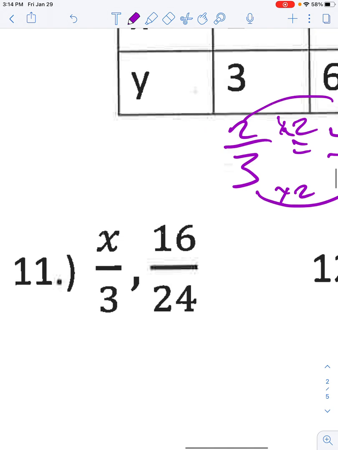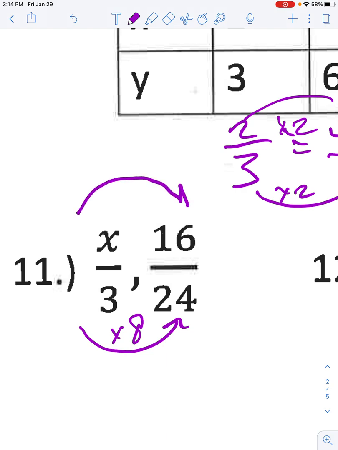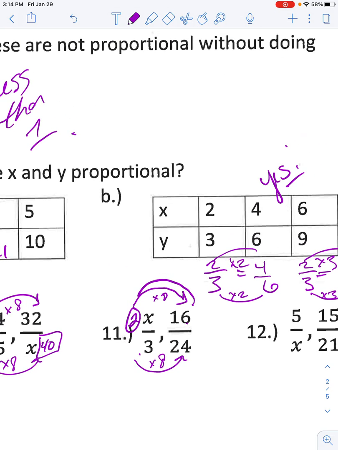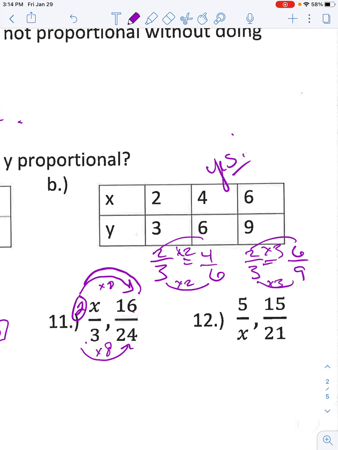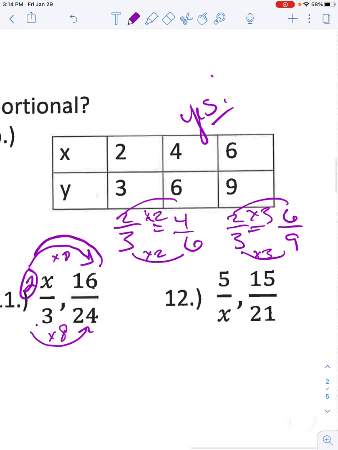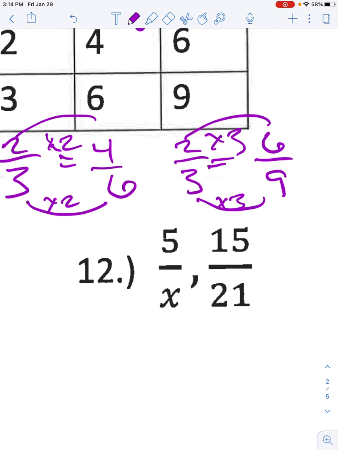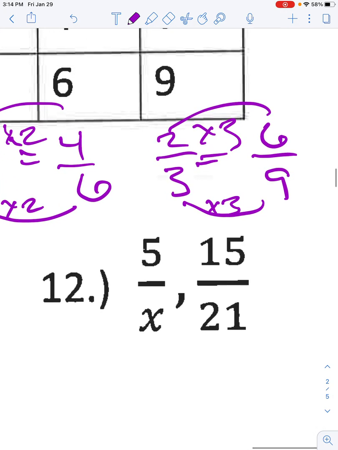Let's look at the next one. This one, pay close attention. How do I get from 3 to 24? Times 8. Something times 8 is 16, or go the inverse. 16 divided by 8 is 2. 2 times 8, 16. 3 times 8, 24. So you kind of have to make sure you're thinking correctly if the X is on the left side instead of the right side. Same thing with this one.